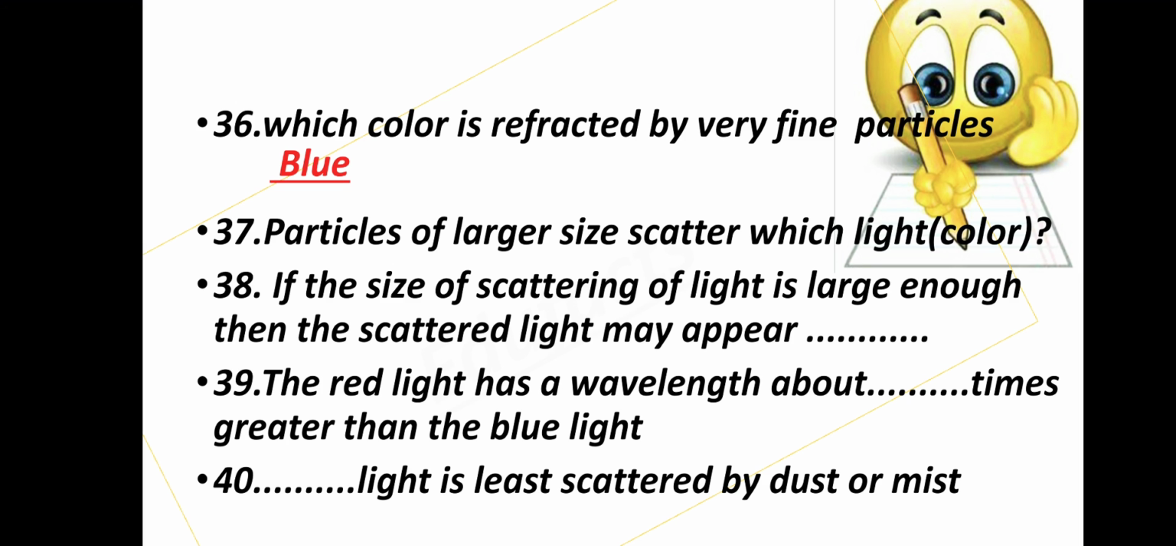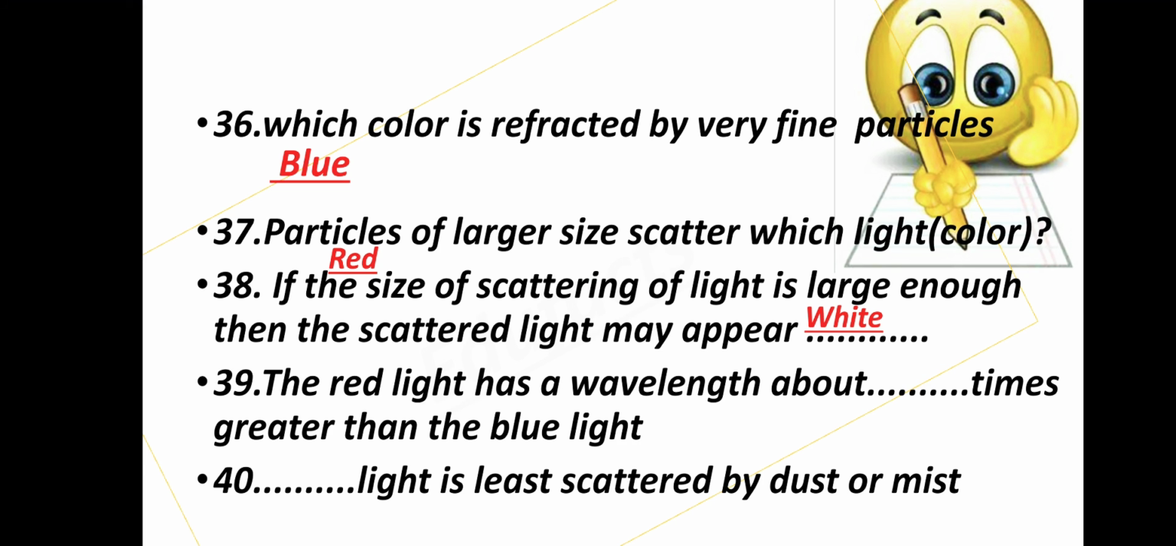Particles of larger size scatter which light? Red color. If the size of the scattering particles is large enough, then the scattered light may appear white. Obviously, all the colors are its constituents. White light has those same constituent colors. That's why, if the particles are large enough, the scattered light may appear white.